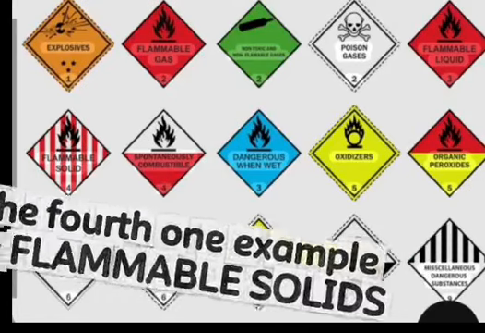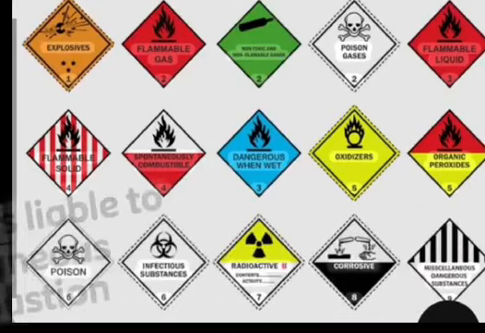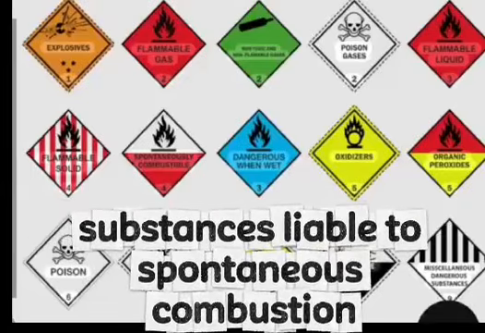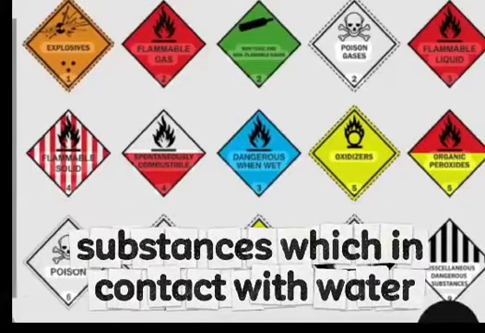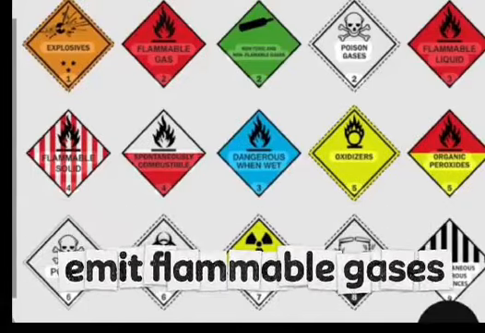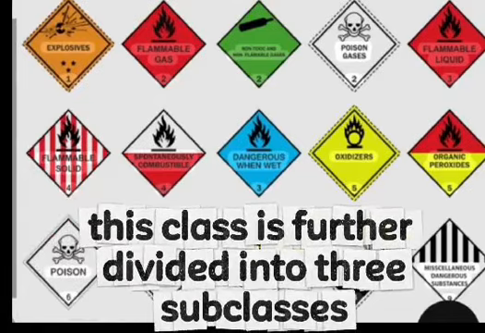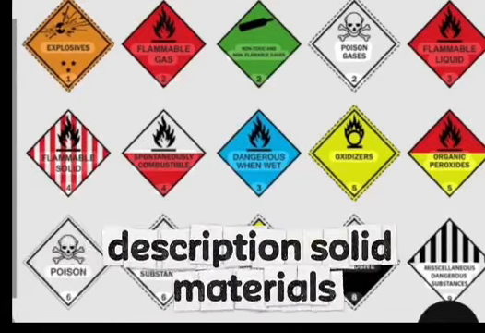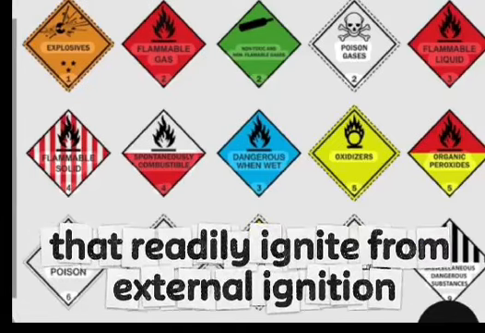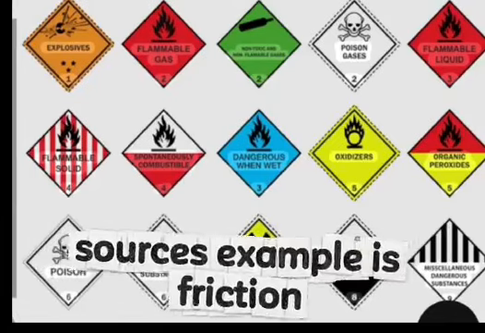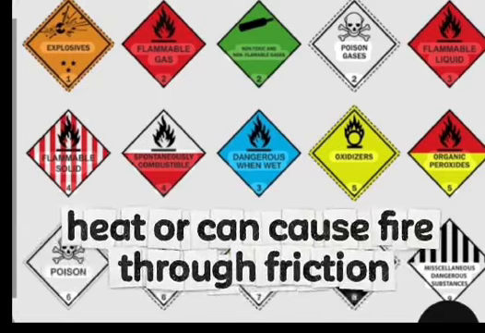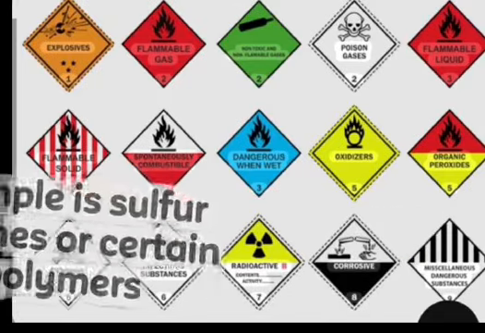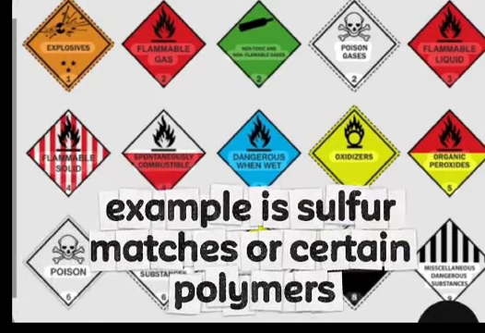The fourth one example is flammable solids, substances liable to spontaneous combustion, substances which in contact with water emit flammable gases. This class is further divided into 3 subclasses. First one is flammable solids. Description: solid materials that readily ignite from external ignition sources, for example friction, heat, or can cause fire through friction. Example is sulfur, matches, or certain polymers.